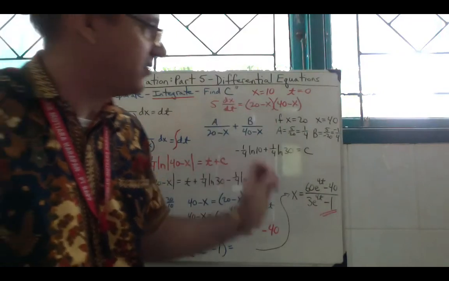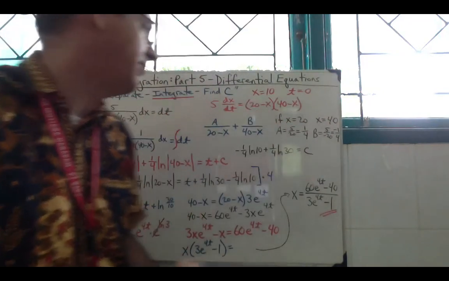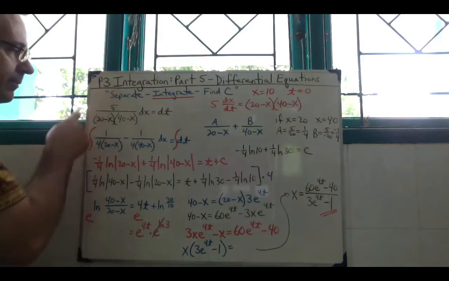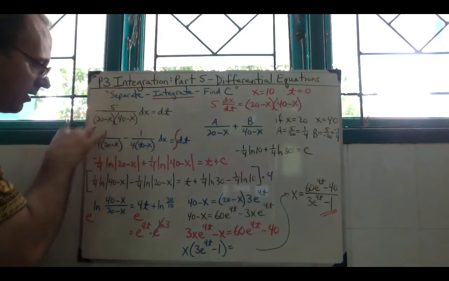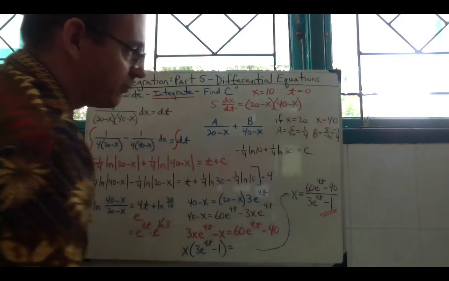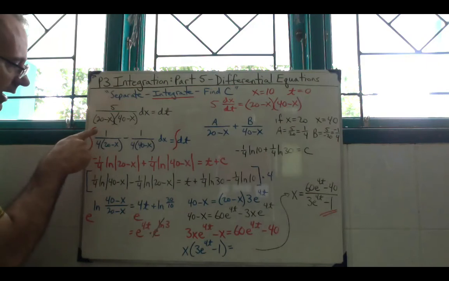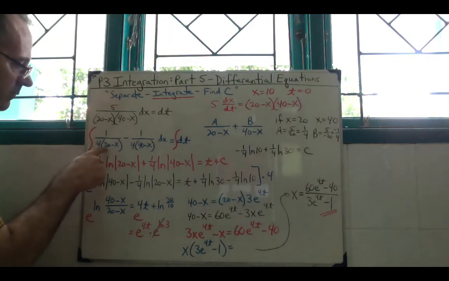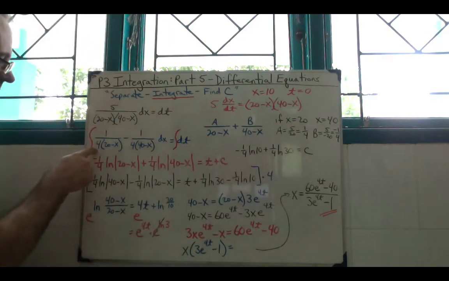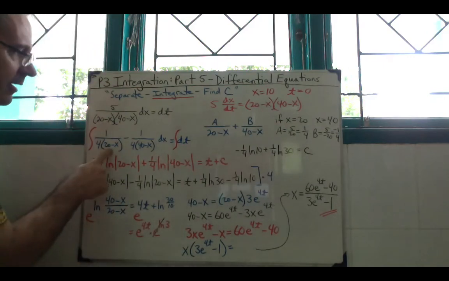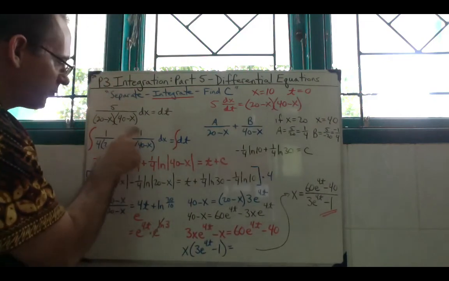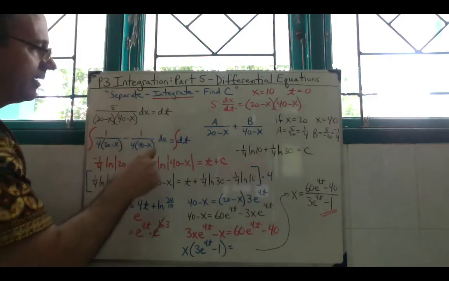So A is a positive 1/4, B is a negative 1/4. So now we can rewrite this side. Don't worry about the 5, it's already incorporated; right there is where your 5 went. So we have 1 over 4 times (20 minus x), because it was a 1/4. So here's our 1/4 with our simple denominator. Then minus, because this one is negative, a 1/4 with the (40 minus x).